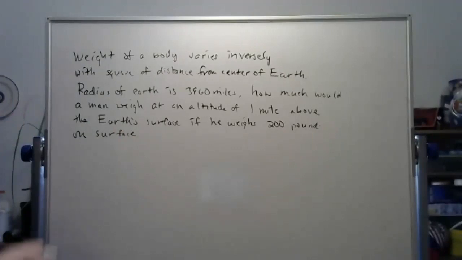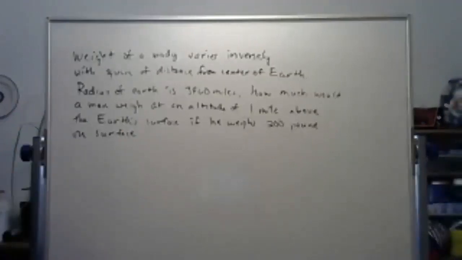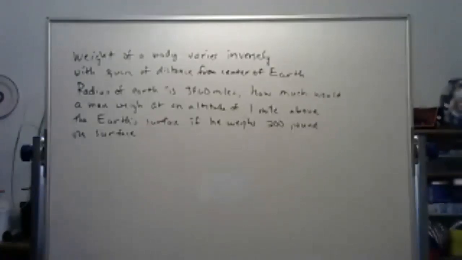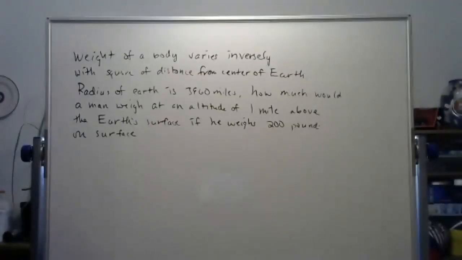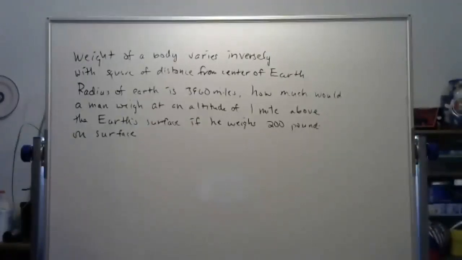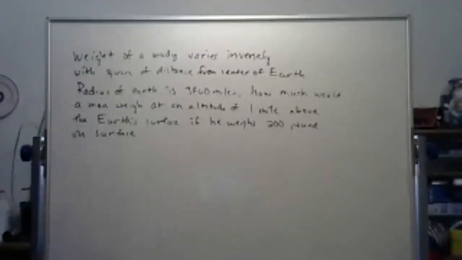So we know the center of the Earth is 3,960 miles away. How much would a man weigh at an altitude of 1 mile above that surface if he's 200 pounds on the surface? So in other words, if you leave the surface of the Earth and go up 1 mile, which is 5,280 feet, how much less do you weigh because you're further away from the center of the Earth? That's what the question's asking us.